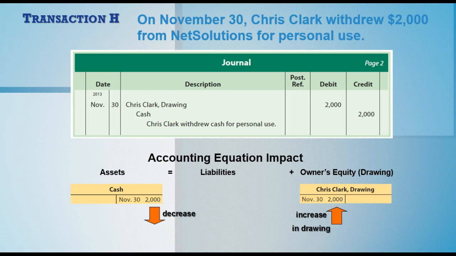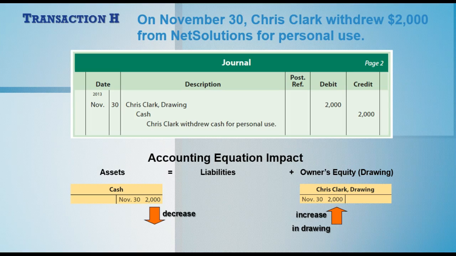And one more here. He withdrew $2,000 for his own use. So we debit the drawing account and we credit the cash. Again, looking at the accounting equation, cash went down, owner's equity went down.